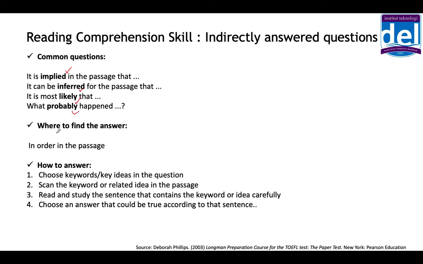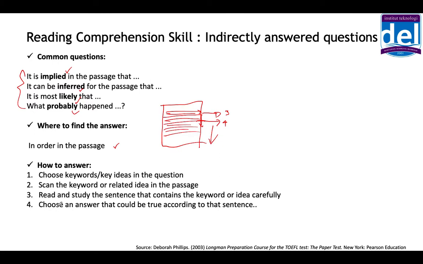And let's talk about where to find the answer. Similar to directly answered questions, the answer for these types of question is usually found in order in the passage. So again, let's suppose that this is a passage consisting of some paragraphs and sentences. If we already find the answer for question 3, for example, in this sentence, then the answer for the next question will be below this sentence. So it will be around here.